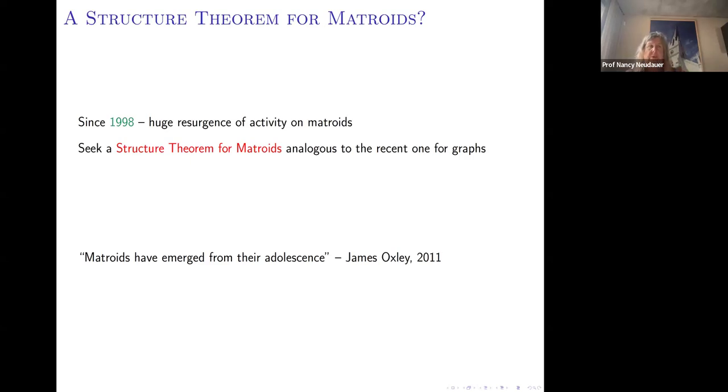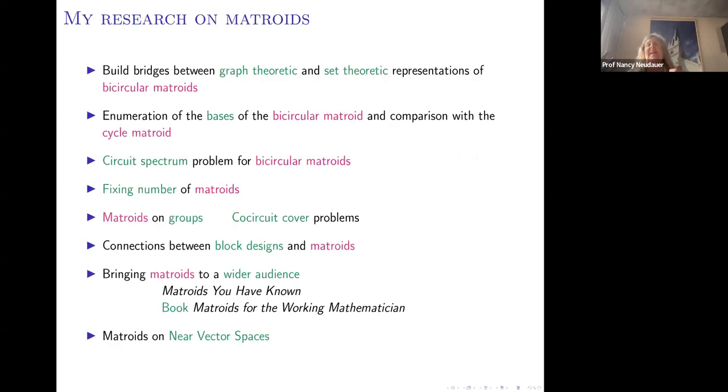I was talking about matroid theory being trendy, like lots of mathematics can be. And since 1998, there's been a huge resurgence in activity, especially to seek a structure theorem for matroids, analogous to the recent one for graphs. So there was the graph minors project of Robertson and Seymour and Chudnovsky, et cetera. And so there's a matroid minors project, which asks about matroids representable over various fields. And that work has been very slow. There's a new result about every 20 years. And so in 2011, James Oxley, who wrote probably the graduate text on matroids, said matroids have emerged from their adolescence, which means to me a lot of the easy problems are gone.